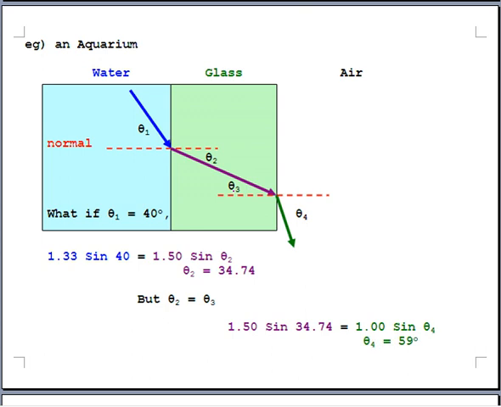And if you go and run those numbers, second function or inverse sine, you will get that fourth angle at 59 degrees. And we had predicted it would be bigger than the 40. So that's perfect, right? That's exactly what we were looking for.